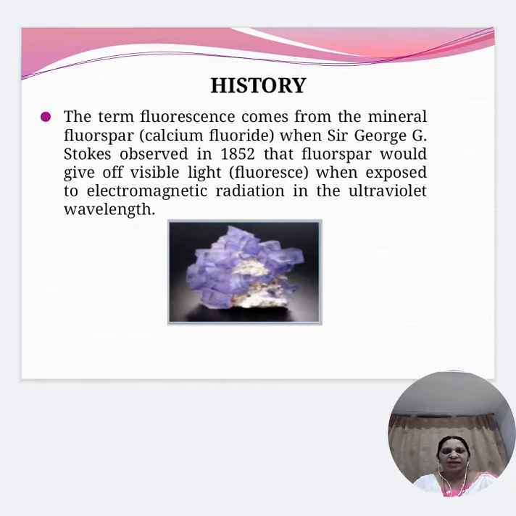Coming to the history of fluorescence, the term fluorescence comes from the mineral fluorospar. Fluorospar is nothing but calcium fluoride. Sir George G. Stokes observed this phenomenon in 1852, that fluorospar, which is calcium fluoride, would give off visible light, fluoresce, when exposed to electromagnetic radiation in the ultraviolet region.